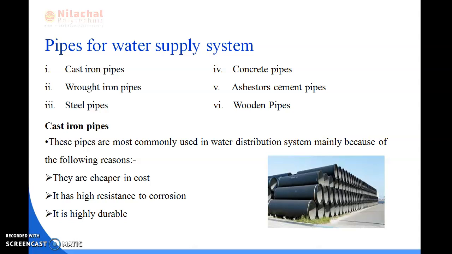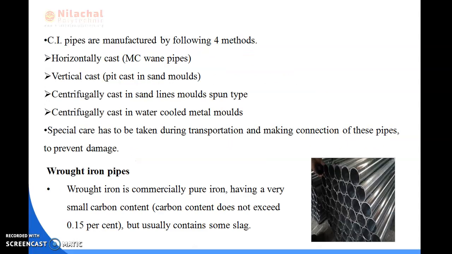Cast iron pipes are highly durable and cheaper in cost, and have high resistance to corrosion. Cast iron pipes are manufactured by four methods, and special care has to be taken during transportation and making connections of cast iron pipes to prevent damage. Next we read about wrought iron pipes.